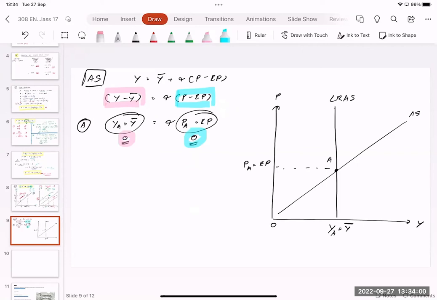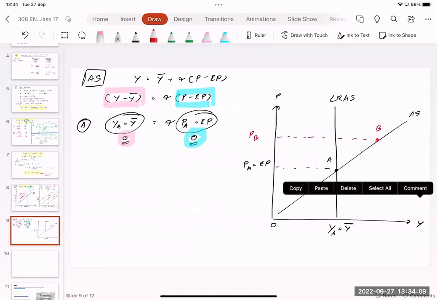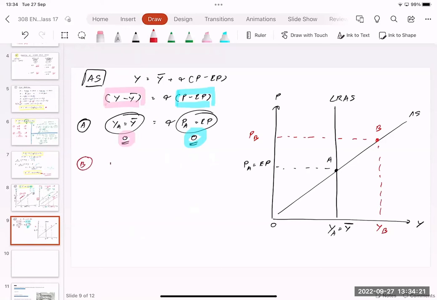This is from point A. How about the other points? Point B, for example, is here. You can see that at point B, the price PB is higher than the expected price, and Y is also greater than Y bar. See that? So for point B, YB is greater than Y bar, and the left side of the equation is positive. In the same way, on the right side of the equation, PB is also greater than EP, the expected price, so the right side is also positive. So the equation confirms that the relationship is right.